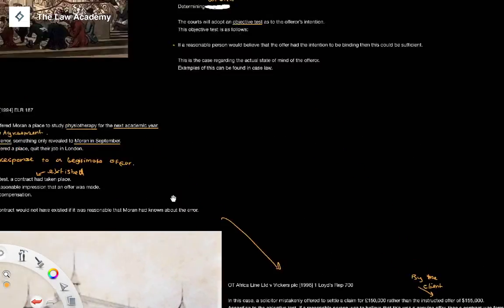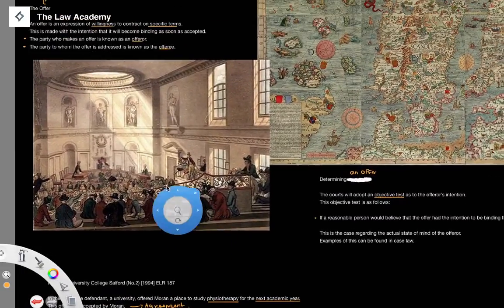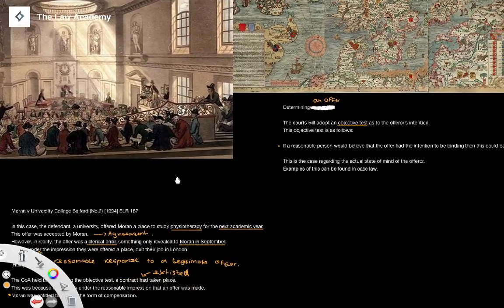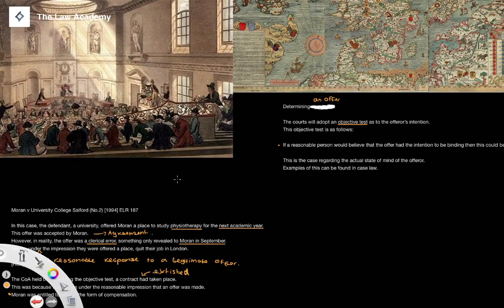So getting an understanding of the offer is very important. It's also important that we distinguish between what we call an offer and an invitation to treat, and we're going to use that to develop our understanding of the first aspect of contract law, which is the aspect of agreement, and we're going to do that in the next video.